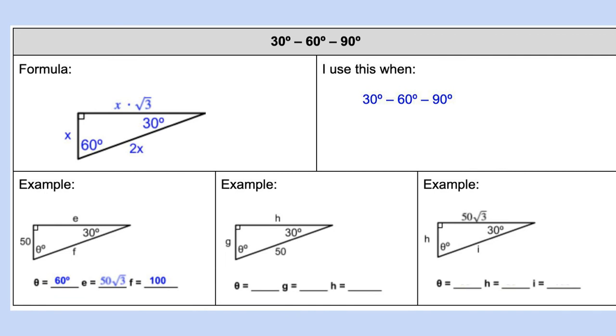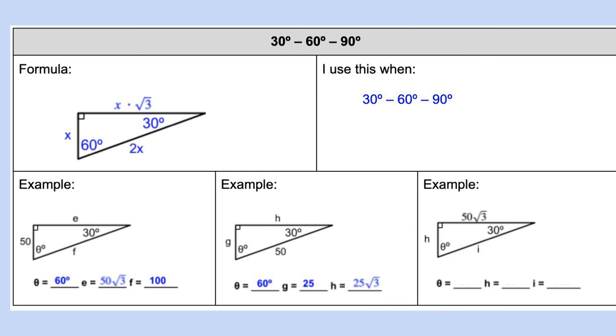If you look at the second example, our missing angle here again is going to be 60. But this time we know something different. Instead of knowing the short leg over here, we actually know the hypotenuse. So if we want to work backwards to try to figure out what that short leg is, we're going to do 50 divided by 2. So we're going to get 25 for that. And once we know that, we can get the longer leg by just doing 25 times the square root of 3.